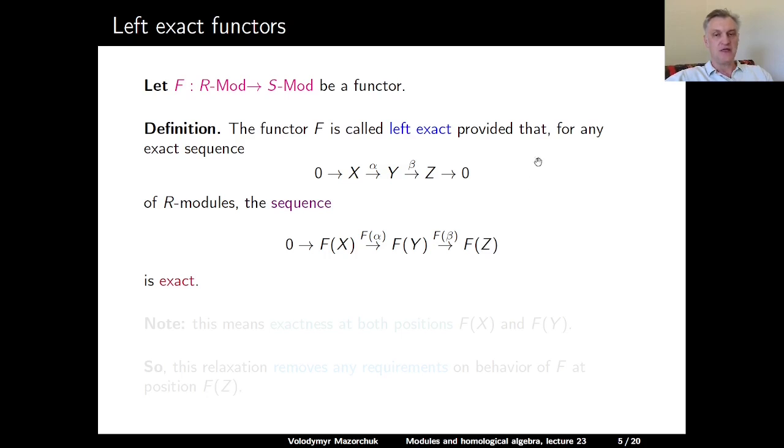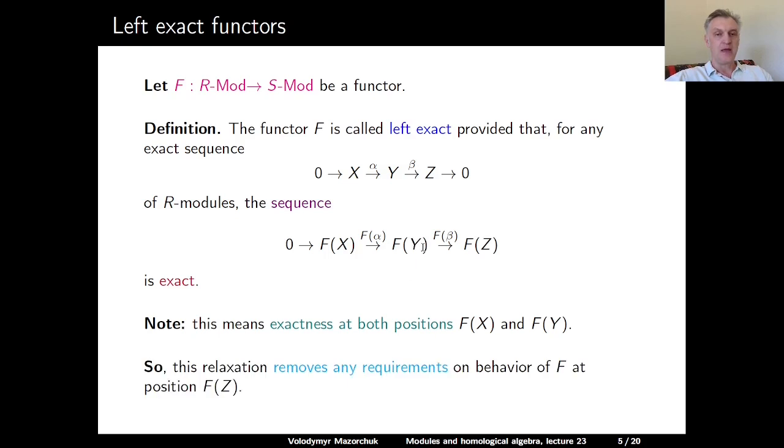So now we also see that the rightmost 0 disappears from the second sequence, so the requirement that the second sequence is exact means that it should be exact at the position of F(X) and at the position of F(Y). And so there is no requirement on the behavior of F at this position F(Z).